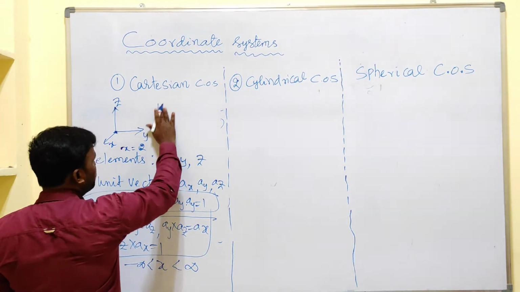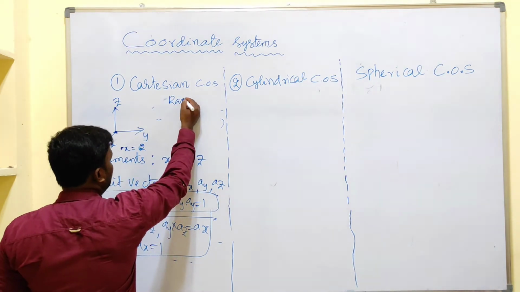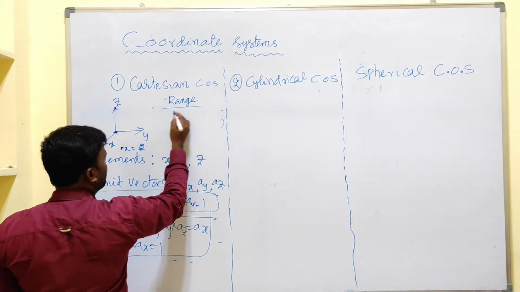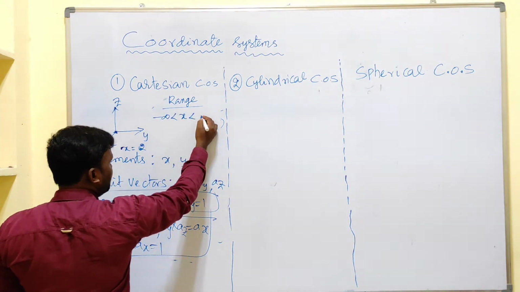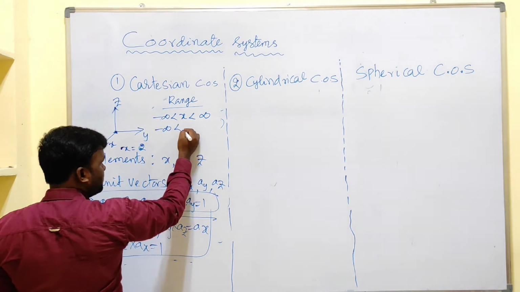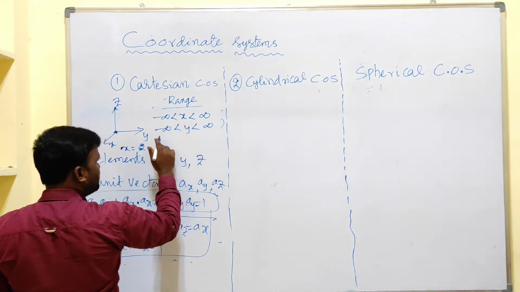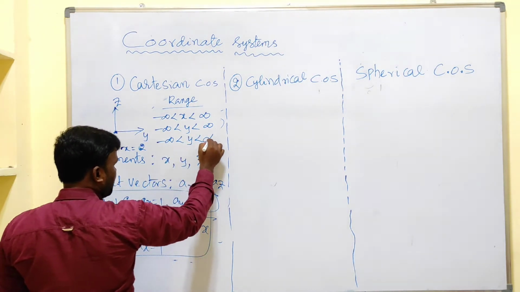Similarly, y range is from what? I am writing the range of the x, y, z. The range is given by minus infinity is less than x is less than infinity. And similarly, the range of y is like this only. The range of z is minus infinity is less than z is less than infinity.